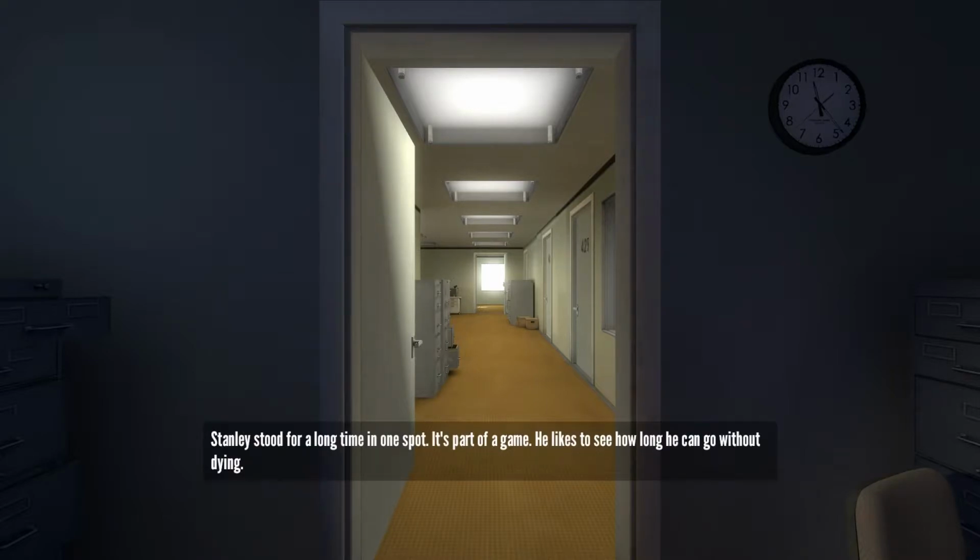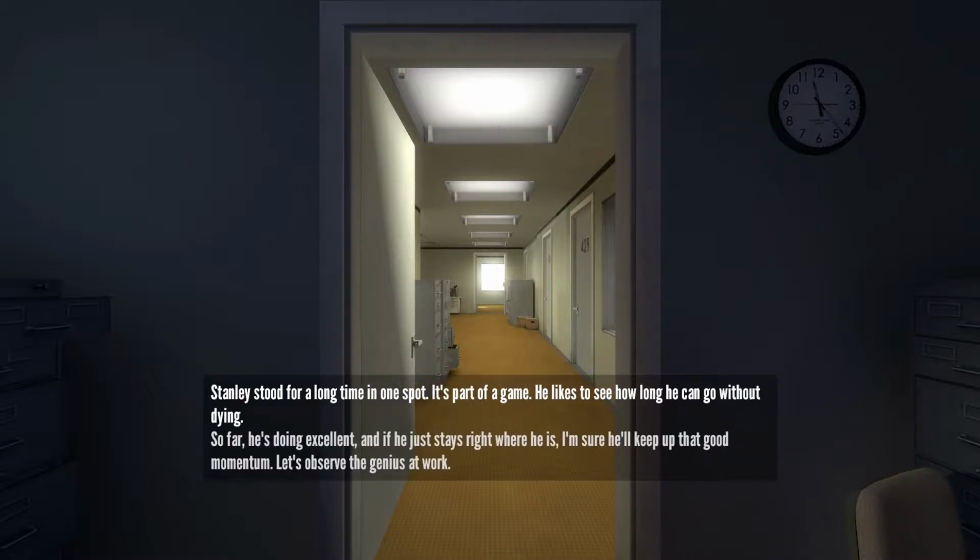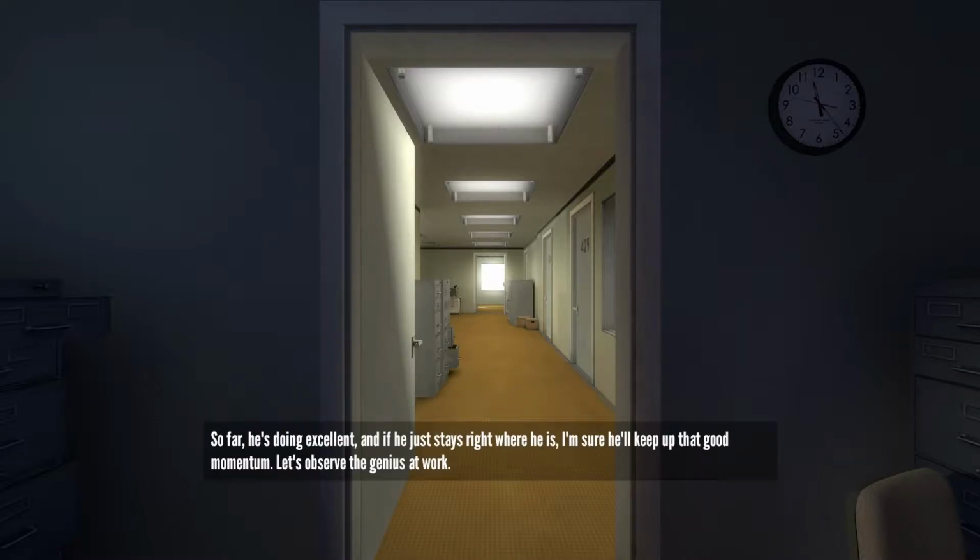Stanley stood for a long time in one spot. It's part of a game. He likes to see how long he can go without dying. So that was so far, interesting. He's doing excellent. And if he just stays right where he is, I'm sure he'll keep up that good momentum. Let's observe the genius at work.